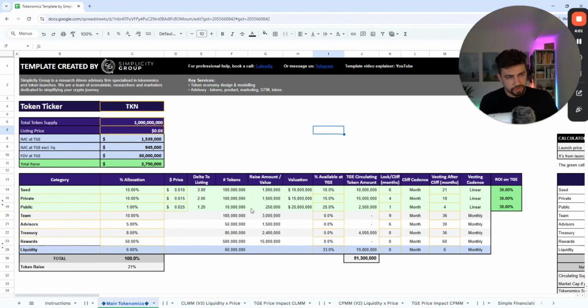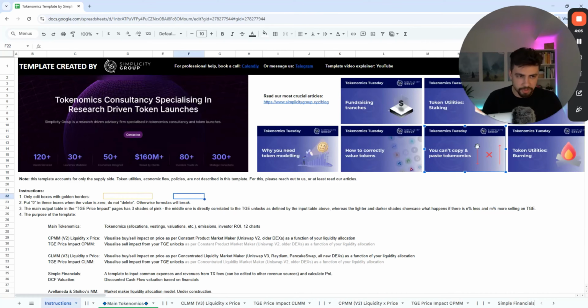Now, again, don't just copy this, right? Don't just copy this, please. Here's a very good article. You can't just copy and paste tokenomics, okay?